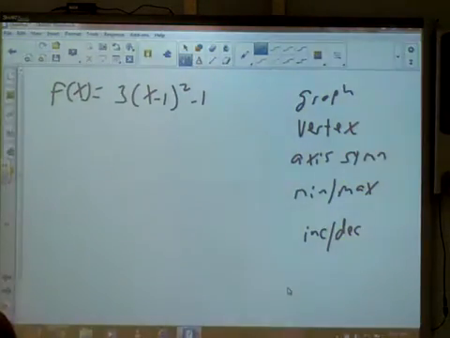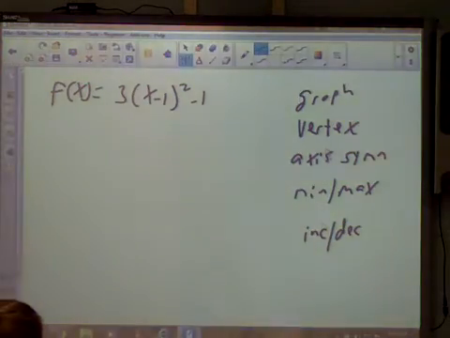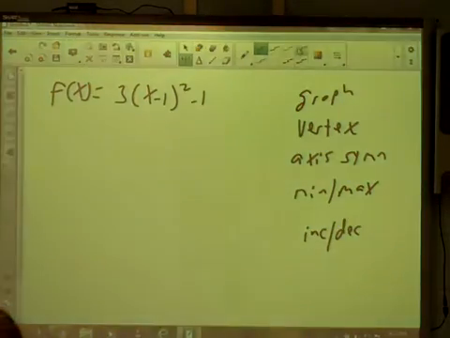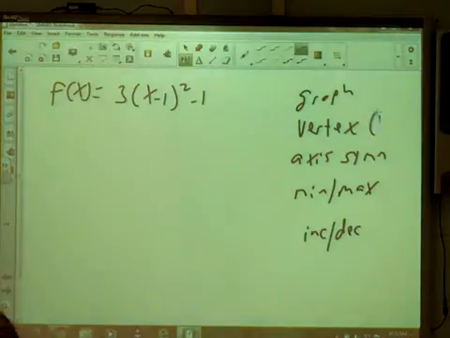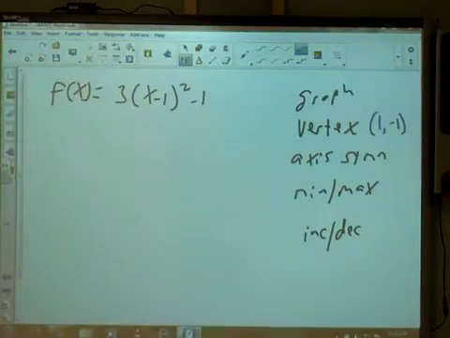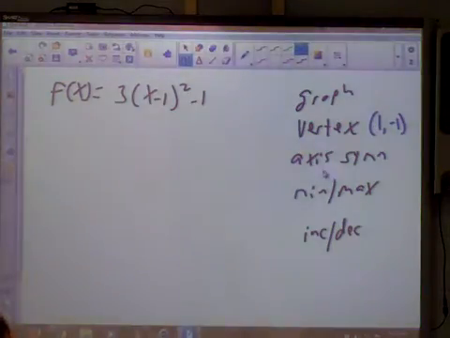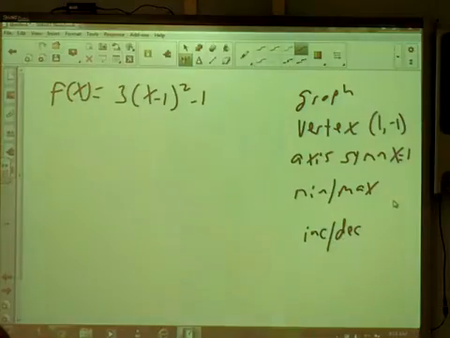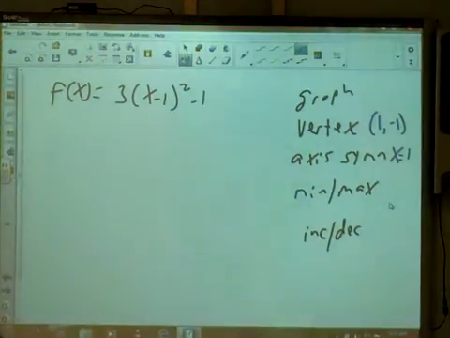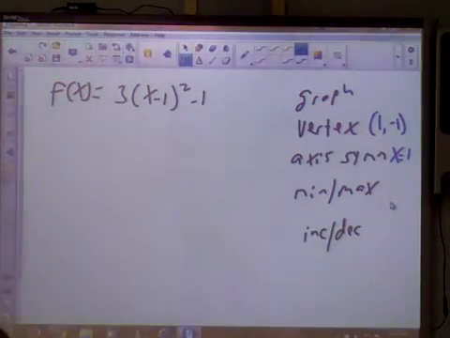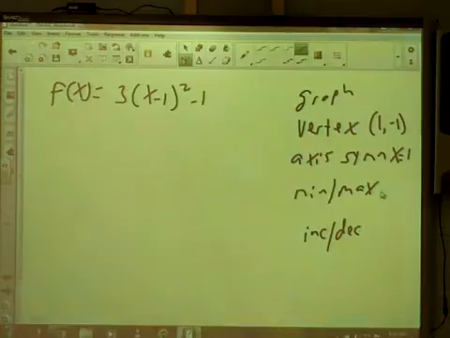Alright, before I graph it, I already know what most of this stuff is. I know the vertex. What's the vertex? 1, -1. Everybody okay on that? That's just like the bell ringer. Now my axis of symmetry is which part of the vertex? So my axis of symmetry is x equals 1. My max or min is which part of the vertex? The y. So my max or min is going to be y equals -1.